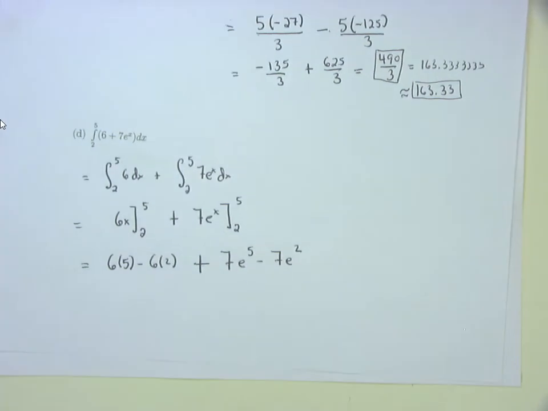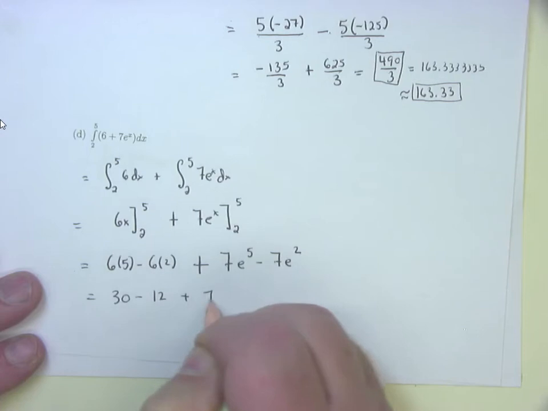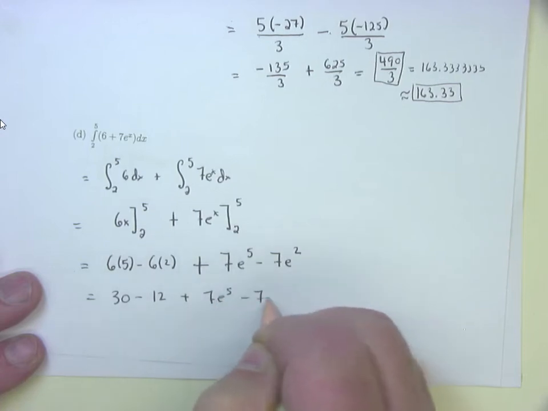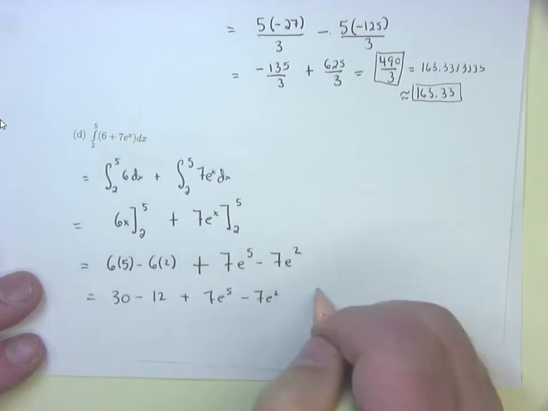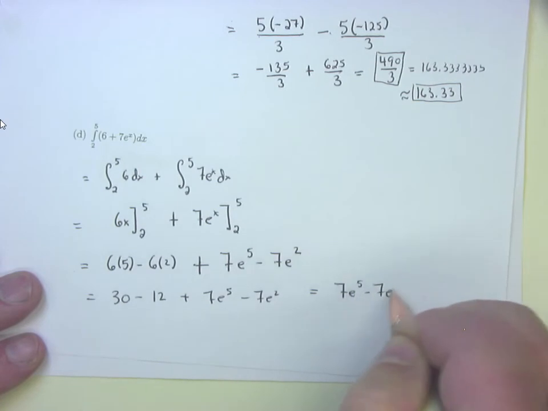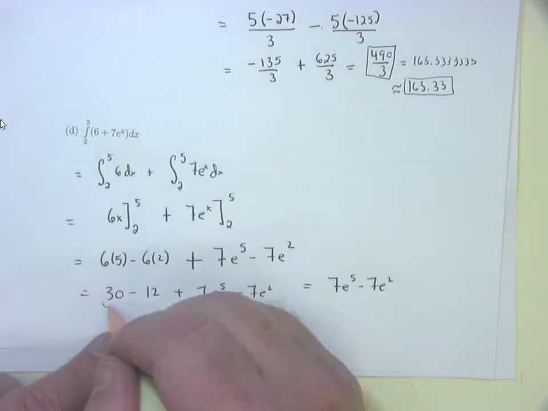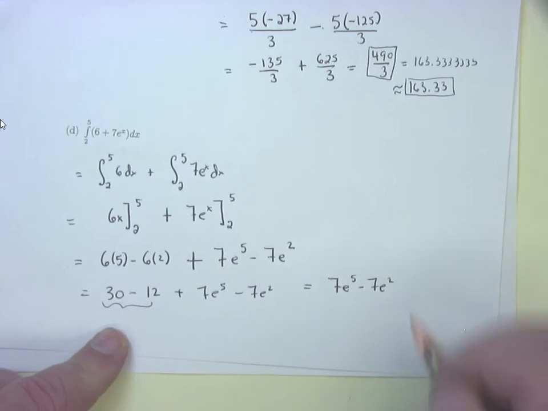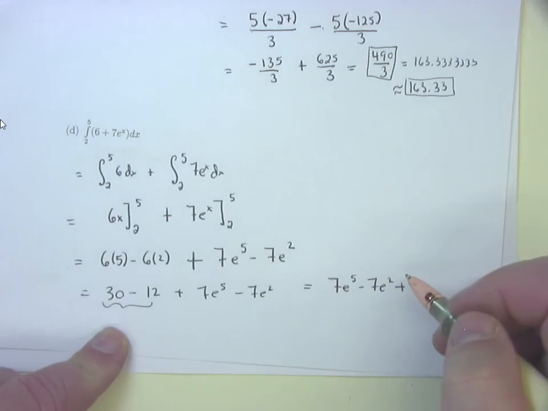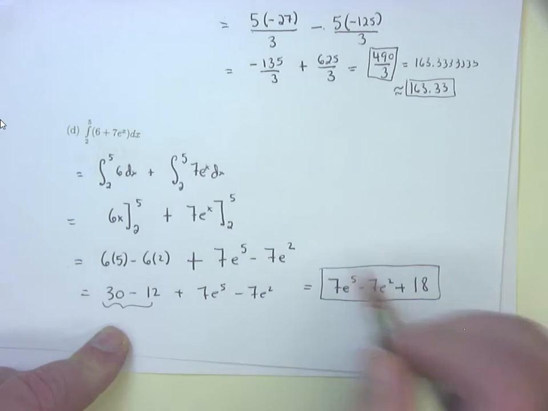So now you just want to kind of clean up your answer here. What's 6 times 5? 30 minus 6 times 2 is 12, plus 7 e to the 5 minus 7 e squared. And then combine like terms, this will give you 7 e to the 5 minus 7 e squared. They're not like terms, so there's not much you can do with those 2 guys, but you can add the 30 minus 12. What's 30 minus 12? It's 18, plus 18. So there is the exact answer.